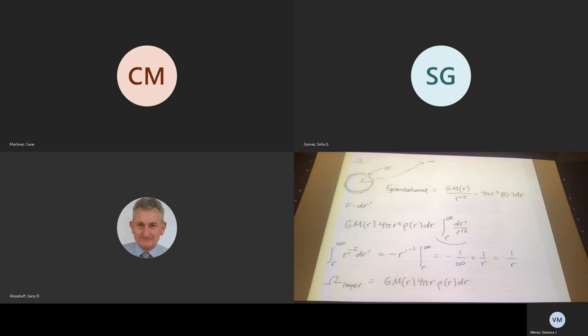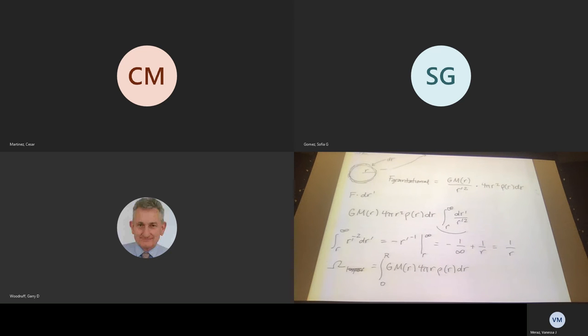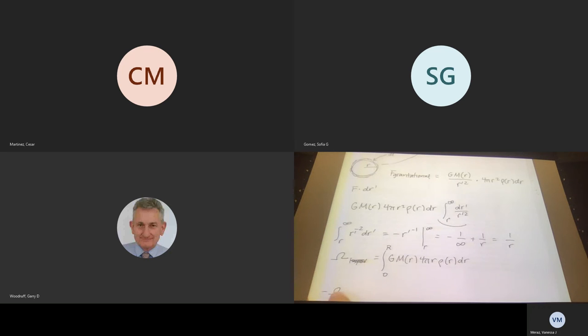So if we want to get the potential energy of the whole thing, what do we do now? Integrate from what kind of R? From the center of the sphere to where your body ends. Right, so I'm going to put it over here. So this was the potential energy, but once you start removing it, yes. Yes.